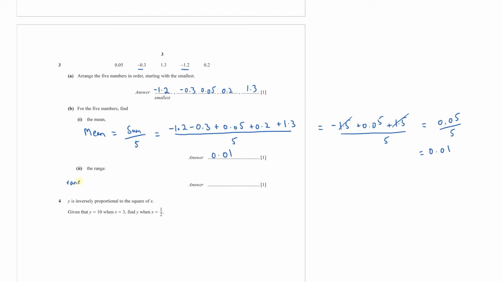Then you have to find the range. So range is given by the largest minus the smallest number. So what is your largest number? You have already sorted them from smallest to largest. So your largest is this 1.3 minus your smallest, which is minus 1.2. This minus and minus becomes positive. So 1.3 plus 1.2 is 2.5. This will be your final answer.